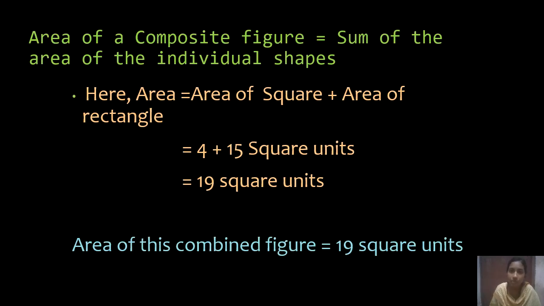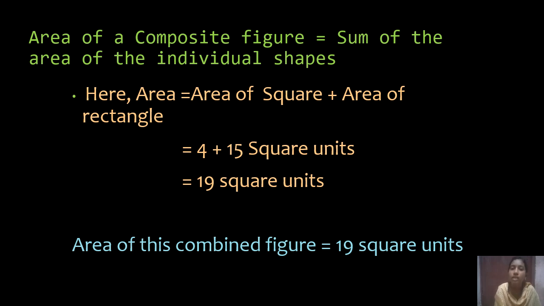So, after finding the area of the individual shapes, what we have to do is find the area of the composite figure. As I have told you earlier, the last step of finding the area of a composite figure is to add the individual areas of the individual shapes together. That is, the area of a composite figure is equal to the sum of the areas of the individual shapes.